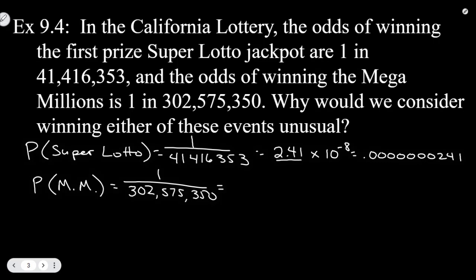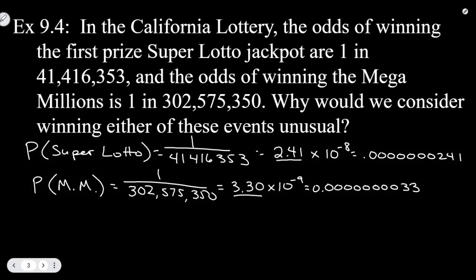When we do this next one and we type in 1 divided by 302,575,350, we get 3.30 times 10 to the negative 9th. Again, your probability cannot be more than 1. So you've got to look for that e negative 9, telling you it's scientific notation. That means we have 8 zeros, 1, 2, 3, 4, 5, 6, 7, 8, and then the 3.